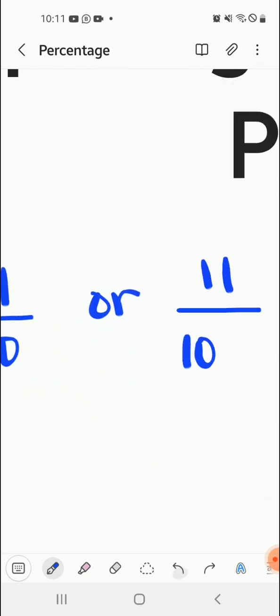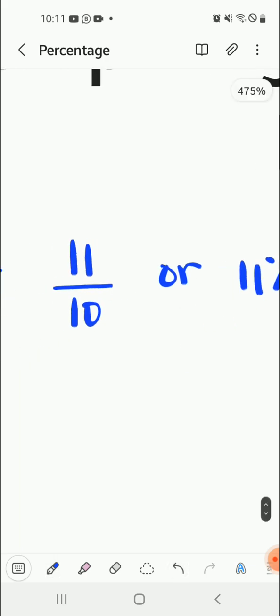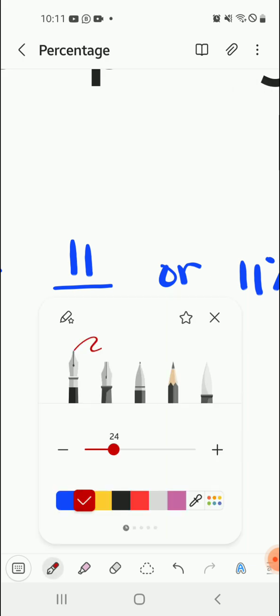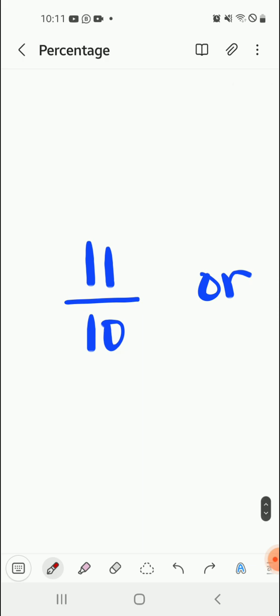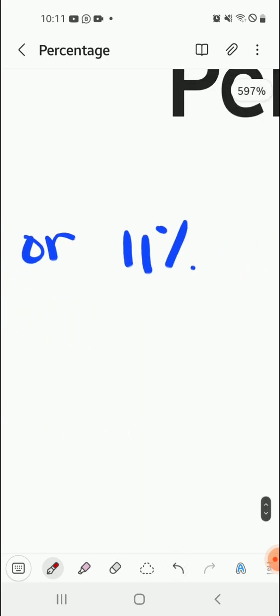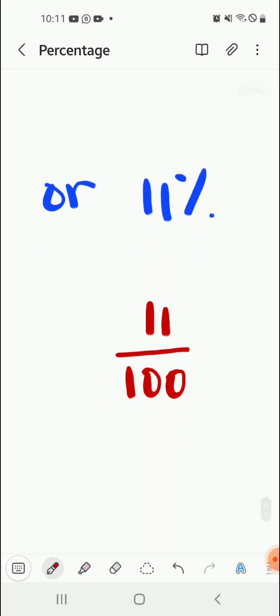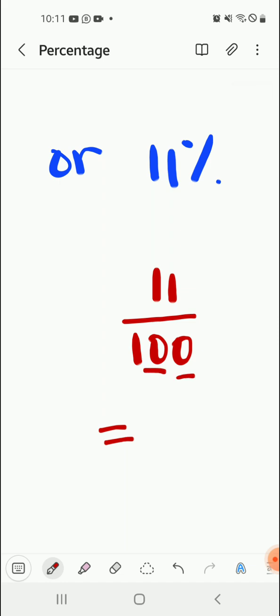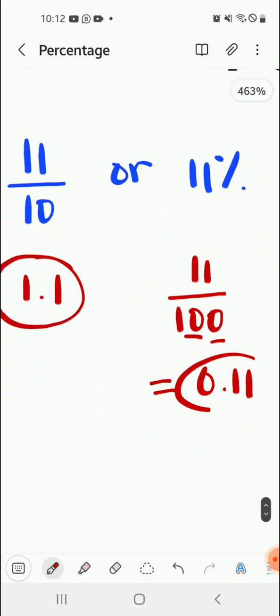So first step, we are going to convert both into decimal form, as I told you. Consider 11 by 10. If we convert this number into equivalent decimal, there is only one zero, so there will be only one decimal place, so the number becomes 1.1. On the other hand, 11% is written as 11 by 100 because it's in percentage form, that means divided by 100. There are two zeros, so decimal place 2, which is 0.11. Now we're going to compare whether 1.1 is greater or 0.11.